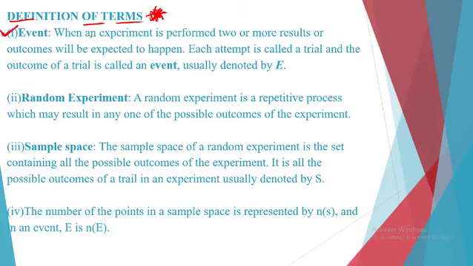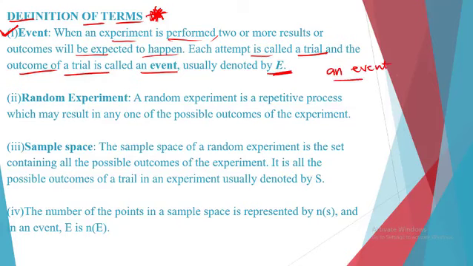When an experiment is performed, two or more results or outcomes will be expected to happen. Each attempt is called a trial, and the outcome of a trial is called an event, and it's usually denoted by capital letter E. So an event is what? An outcome of a trial. So when an experiment is performed, an event must occur, and it's just the outcome of a trial.